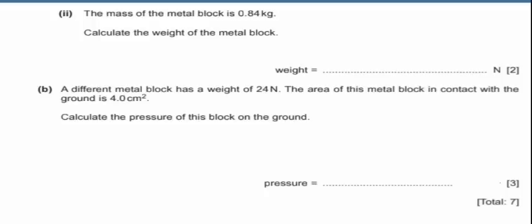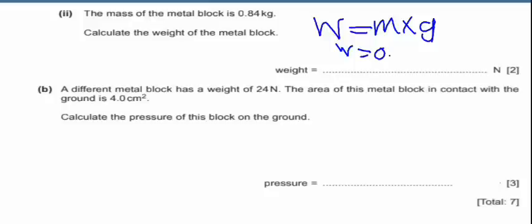The next question is, the mass of the metal block is 0.84 kgs. Calculate the weight of the metal block. So by using this formula, where we are going to say weight is equal to mass multiplied by gravity, you can easily calculate the weight of an object. So here we are going to say weight we don't have. Mass we have, which is 0.84 kgs. Then multiply by the acceleration due to gravity, which is approximately 10 meters per second squared. But in some cases, you can take 9.8.